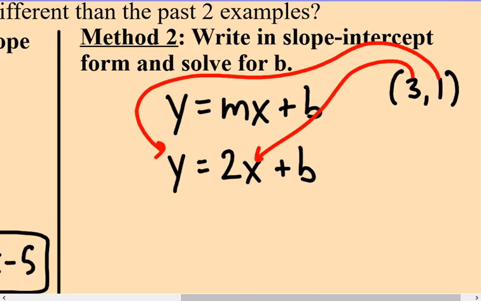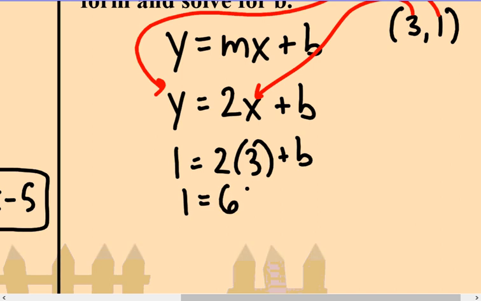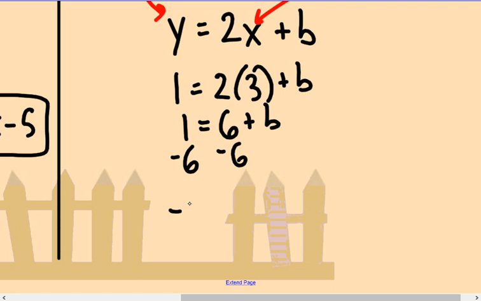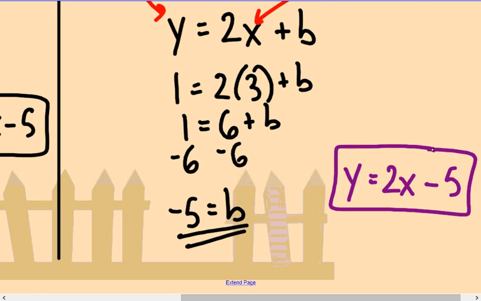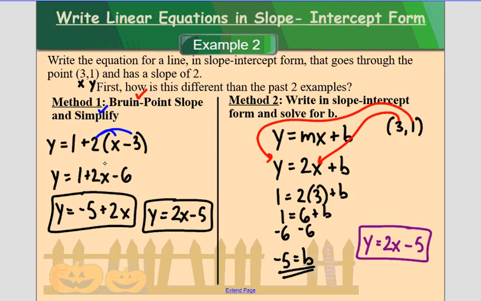I will then get 1 equals 2 times 3 plus b. That leaves me at 1 equals 6 plus b. I subtract 6 from each side, and I get negative 5 equals my y-intercept. Now I know the y-intercept, I know the slope, I can write the entire equation. It's y equals 2x minus 5. I know m and I know b, so I can write the entire equation. So those are just two different methods of getting the exact same answer.